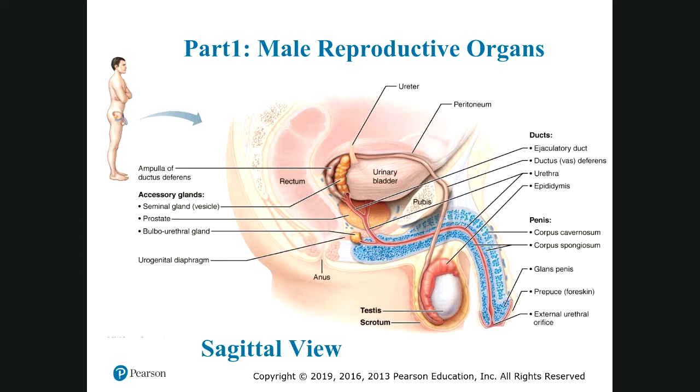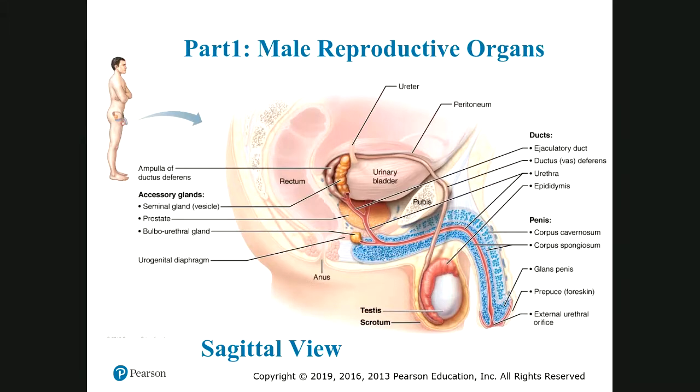The scrotum is like a sac that is hanging outside of the abdominopelvic cavity. It contains a pair of testes. It is very important for lowering the temperature. The testes are always 3 degrees Celsius lower than the core body temperature, and this lowering of temperature by the scrotum is very important for sperm production.